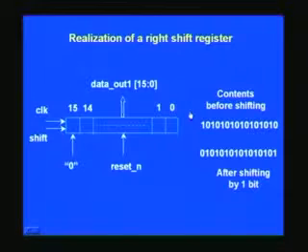Let us see what the contents before shift is. Let us say 1010, and after the shift by 1 bit, naturally 0 will be occupied here, and all the contents will be shifted by 1 bit, and the last 0 will get lost in the process. And we'll see how to implement this.